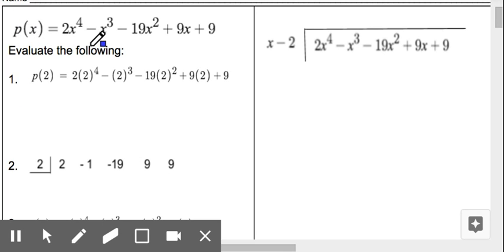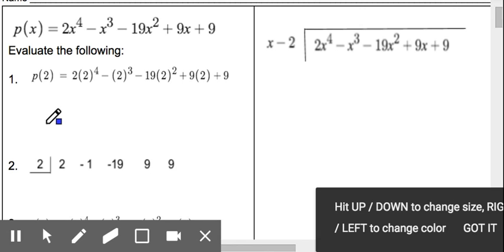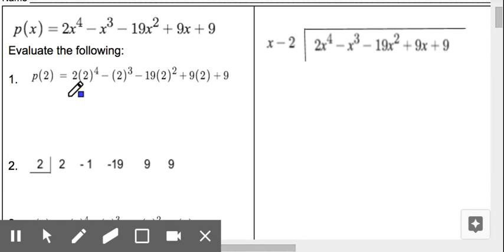We have here p of x is defined as 2x to the fourth minus x cubed minus 19x squared plus 9x plus 9. We are asked to evaluate the following. So in number 1, we have here p of 2, meaning we want to find the value of the function when x is equal to 2. So when the input is 2, what is the value of p? That's what we're going to find here.